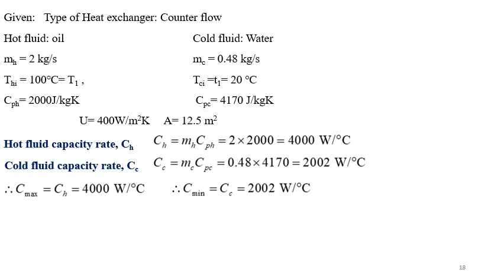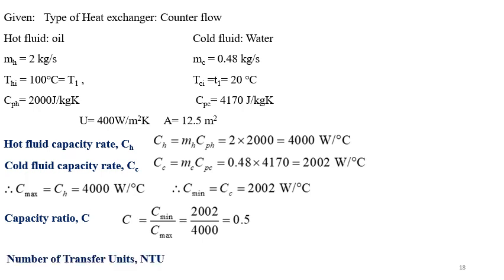Once you calculate Cmax and Cmin, you can calculate the capacity ratio, Cmin by Cmax, so it is 0.5 you are going to get. And also, you know the value of U, the value of A and the C minimum value, so you can calculate NTU, the number of transfer units. All the relations are available in the data book. So the number of transfer units, NTU, is equal to UA by Cmin. So it is 400 into 12.5 divided by 2002, since Cmin is 2002. So 2.5 you are able to get.